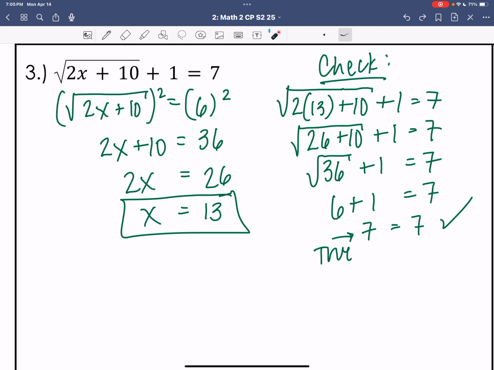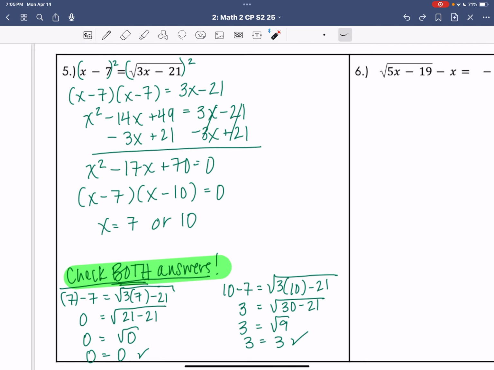So to double check, we have to check it. We're going to take 13, substitute it in wherever you see x, so 2 times 13 plus 10, and then copy the rest down. That is 36. The square root of 36 is 6. 6 plus 1 is 7. So since 7 equals 7, we know that's true, so that is the answer.